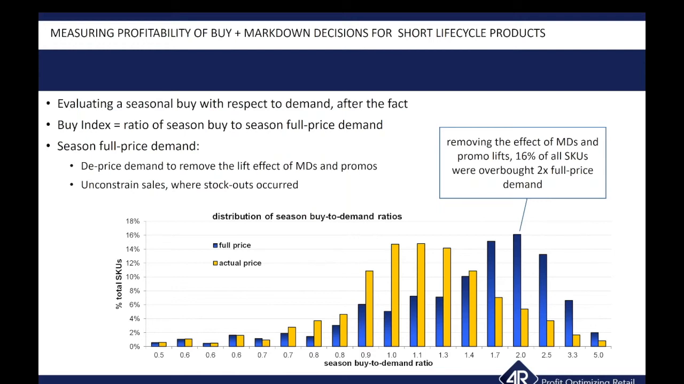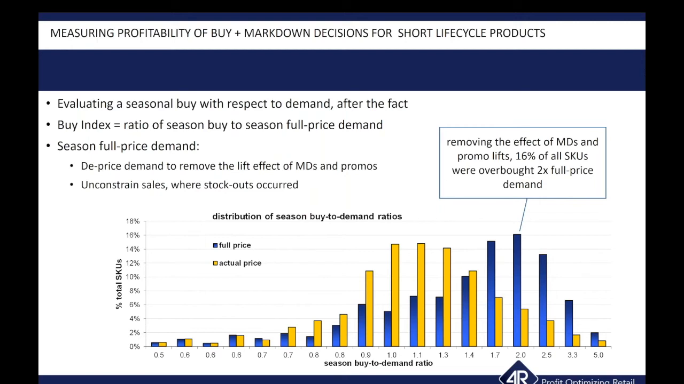What happens is that demand, the full price demand shown as the blue bars, all of a sudden shifts to the right. There are more items that are overbought. This is so because the retailer will consciously modulate demand for the items that are more overbought. So for example, the overbought index value of 2.0 represents about 16% of all SKUs. So almost 1/6 of those SKUs were overbought twice their full price demand.